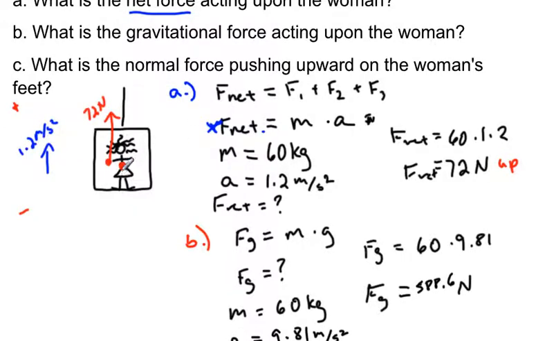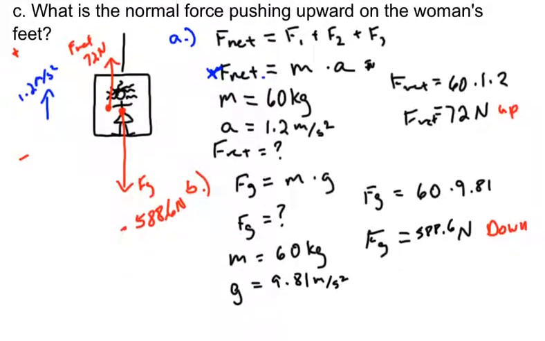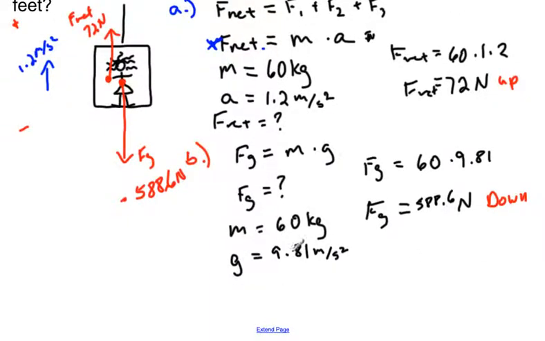So force of gravity is always going down, 588.6 newtons. I'm going to say that's down because it's toward the Earth. So this can be a negative. Well, it's negative compared to the Fnet, which is going up, which is positive. We can have them flip-flopped. That's okay, but by convention, I usually have up as positive, down as negative. All right, so that's B.